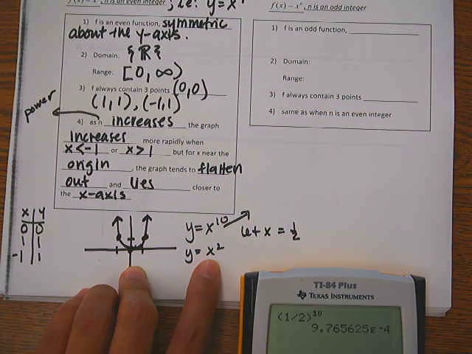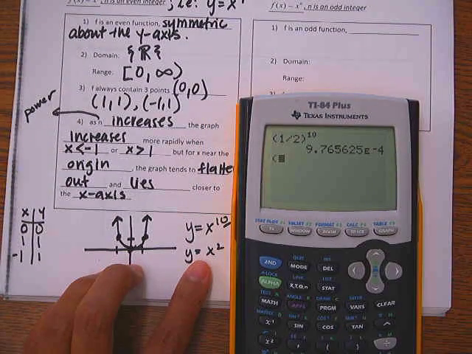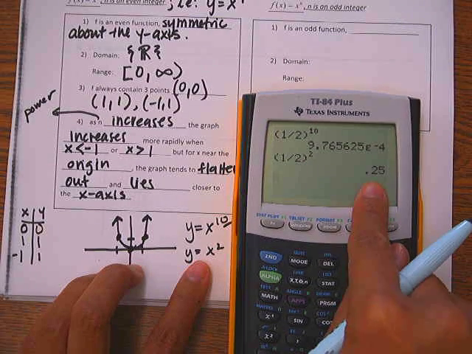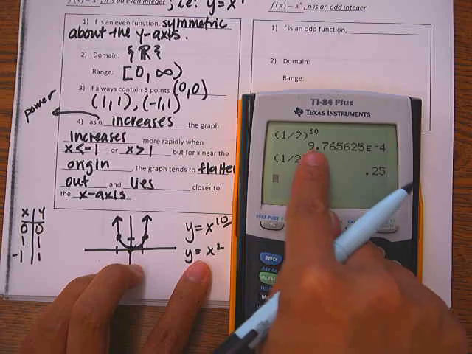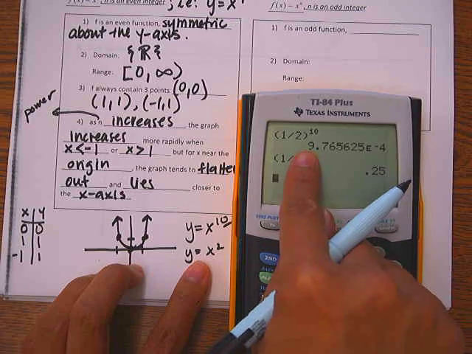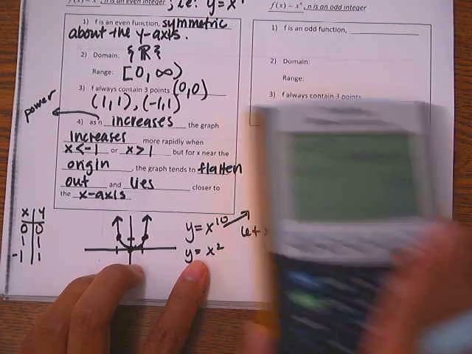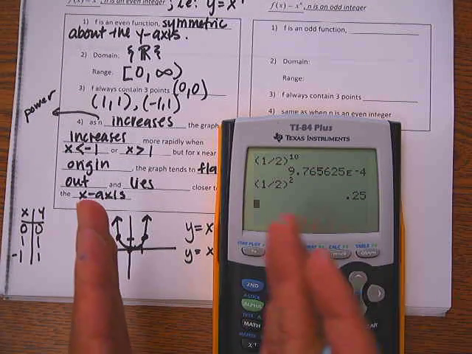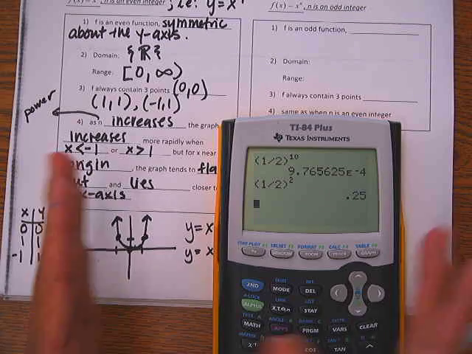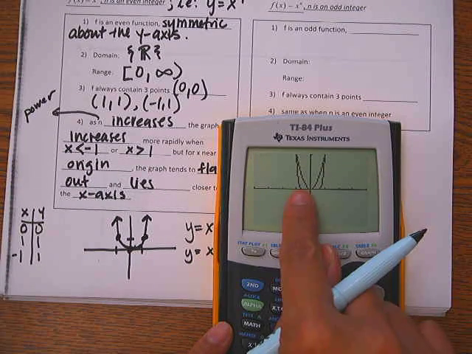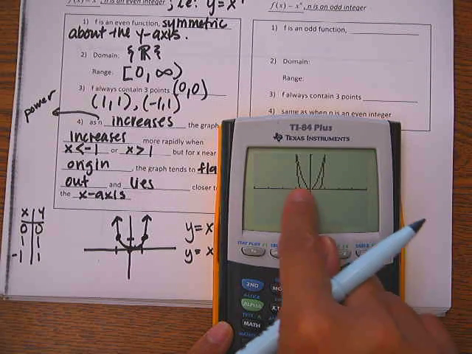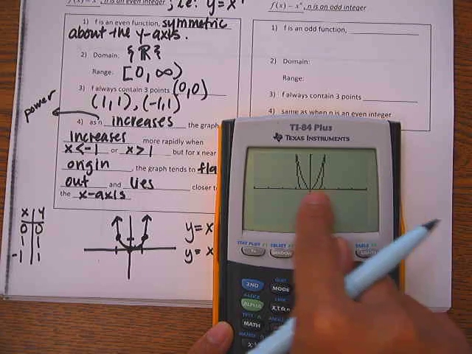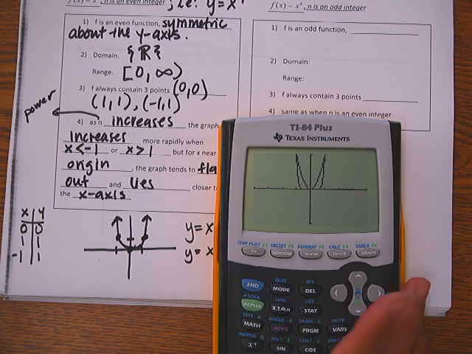Versus if I take 1/2 and square that, that's a quarter, 1 divided by 2 squared, which is 0.25. The 10th power has 3 zeros in front of it, so it's so much smaller, because the output is so much smaller when x is between 0 and -1. That's why when you graph it, it's so much closer to the x-axis if the function has a high exponent.